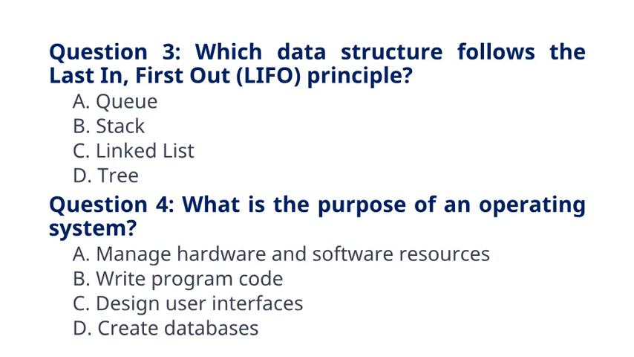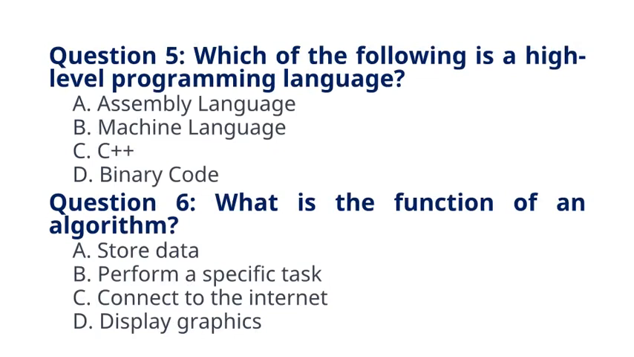and hardware. Question 5. Which of the following is a high-level programming language? A. Assembly language, B. Machine language, C. C++, D. Binary code. The correct answer to question 5 is option C. C++. Explanation. C++ is a high-level programming language that is easier for humans to understand and write.